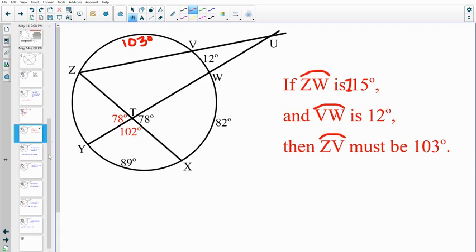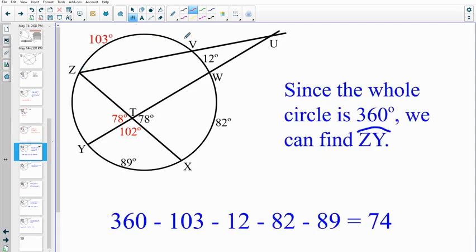All right, moving right along, the next thing I notice is that on this circle, I've got a whole bunch of arcs, and I know all of them except for one. The only one that I'm missing is arc ZY. So I'll use the fact that all the way around the circle has to be 360 degrees, and I'll take 360 minus 103 minus 12 minus 82 minus 89, and that leaves me with 74. This arc, arc ZY, must be 74 degrees.